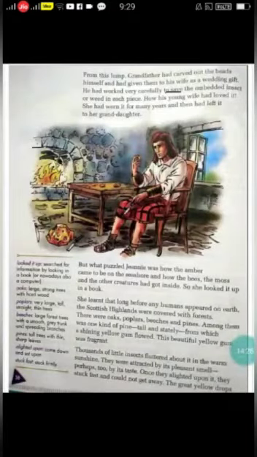If you see here on page number 38, the words 'to save'. Here, he had worked very carefully to save the embedded insect or weed in each piece. I have underlined 'to save'. What kind of verb is this, children? Yes, it is an infinitive verb.